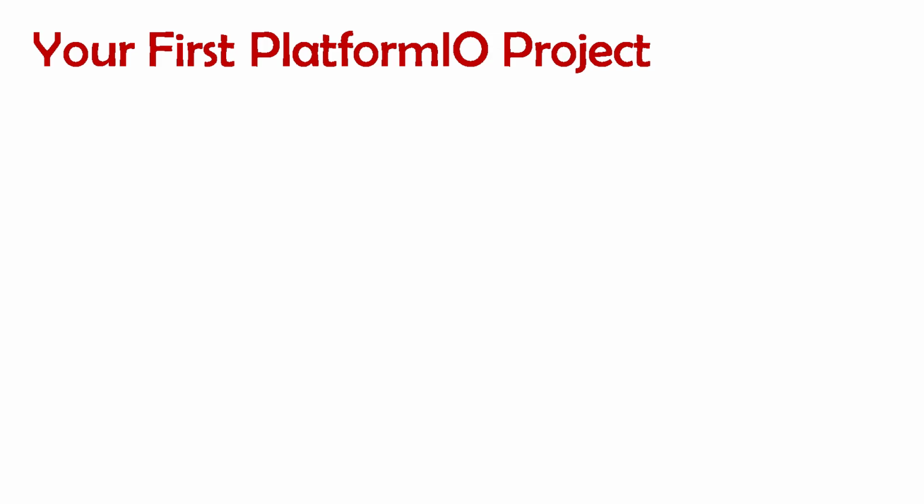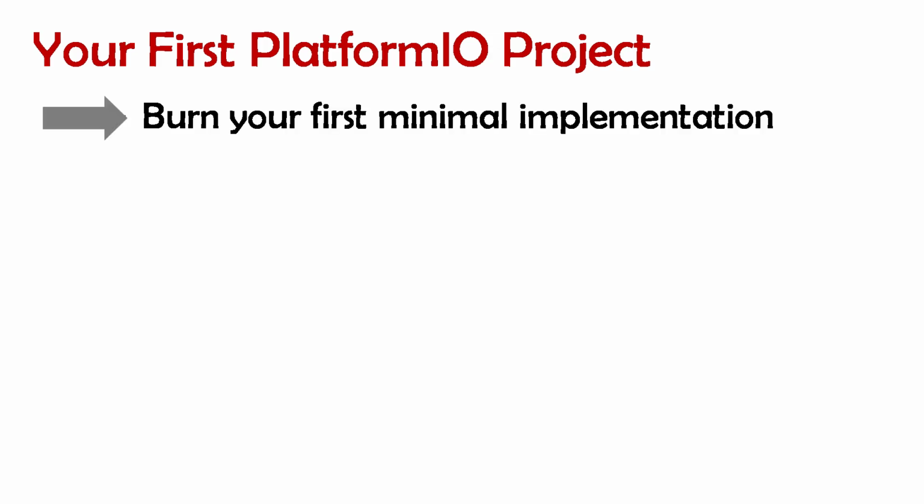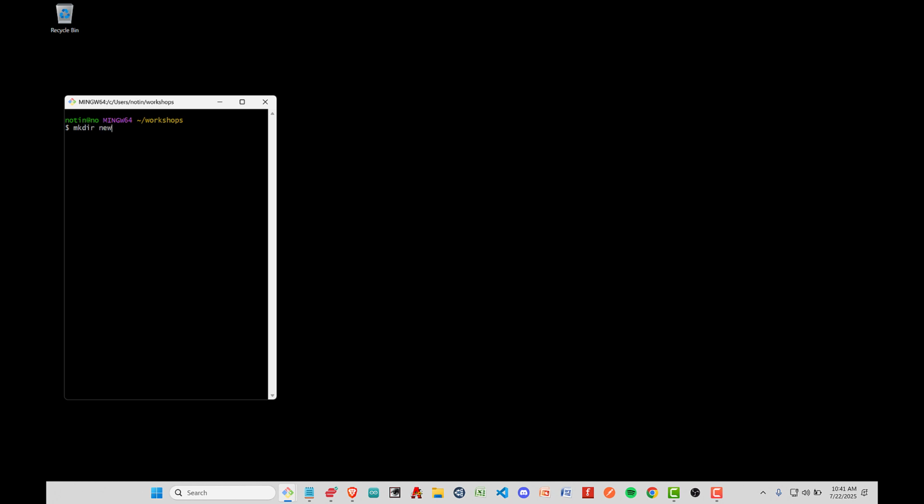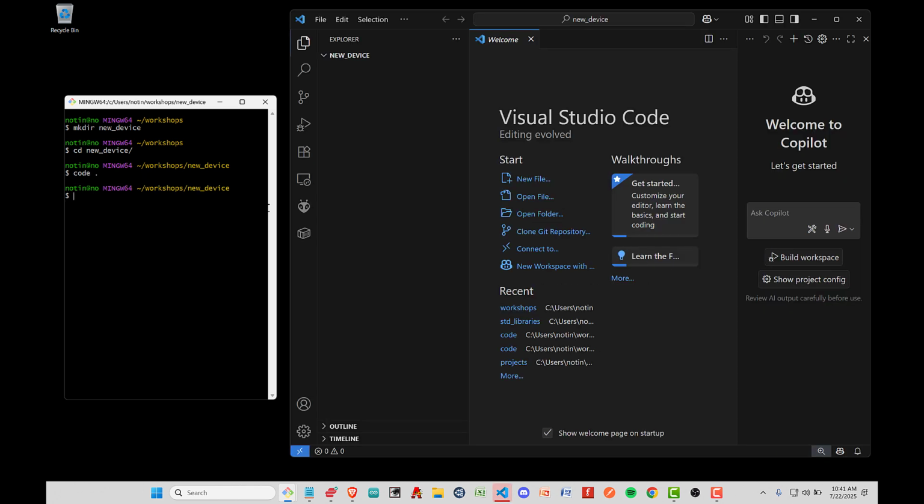Let's fire up your first PlatformIO project. We're just going to start with the minimum implementation. Let's see how quickly we can get some code burned onto your device. We're going to start with minimum implementation, minimum config file. So I'm just going to start a project folder here and bring up VS Code. You see there's nothing in it.